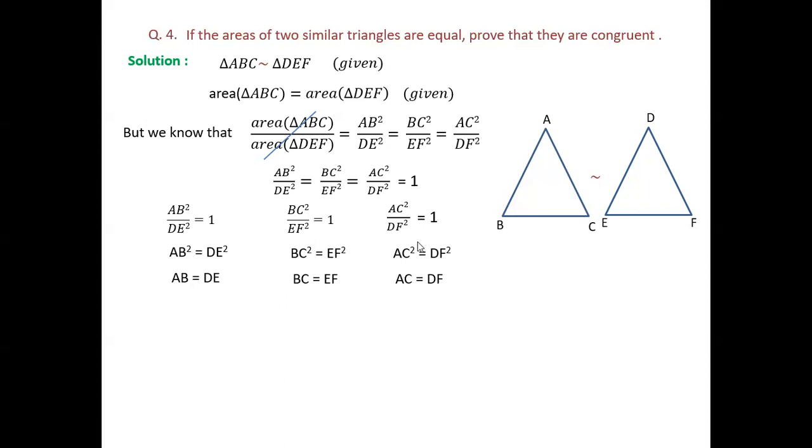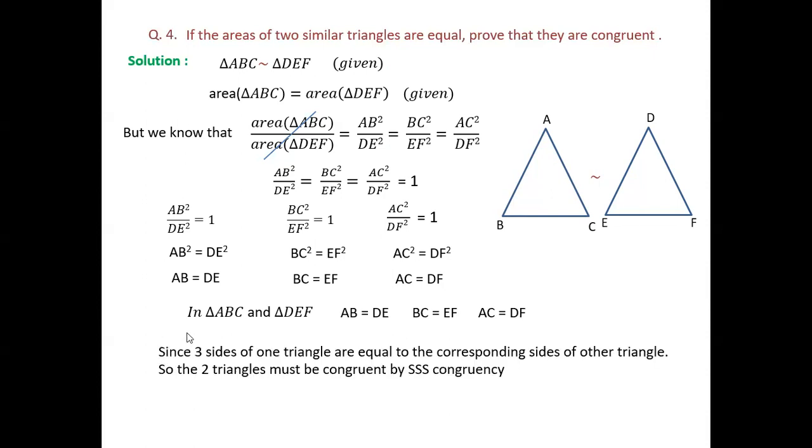Now, if you see, this side of this triangle is equal to this side. Base length is equal to this base length. And the third side is equal to third side. All three sides of this triangle are correspondingly equal to the three sides of the other triangle. So, therefore, in triangle ABC and DEF, AB is equal to DE, BC is equal to EF, and AC is equal to DF. Since the three sides of one triangle are equal to the corresponding sides of the other triangle, the two triangles must be congruent by SSS congruency. Therefore, triangle ABC is congruent to triangle DEF.